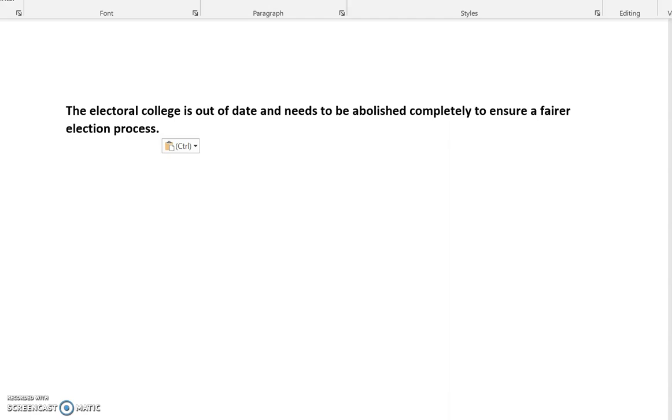So we've got a claim here. This is one of your classmates' claims. The Electoral College is out of date and needs to be abolished completely to ensure a fair election process. Remember, an argument of proposal names a problem and a solution to that problem. So presumably, here is the implicit statement of the problem. This writer implies that the current election process is unfair. And the solution is that the Electoral College needs to be abolished.